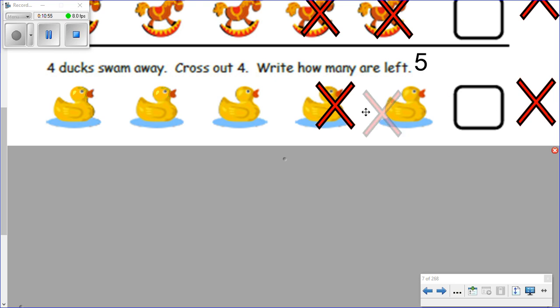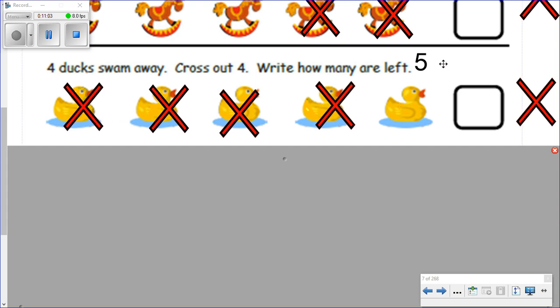1, 2, 3, 4. So what math symbol do I use to show crossing out, disappearing, going away for subtraction? Not the plus sign, the minus sign. And we just subtracted 1, 2, 3, 4 of them. 5 minus 4 equals 1. Equals 1. There you go.